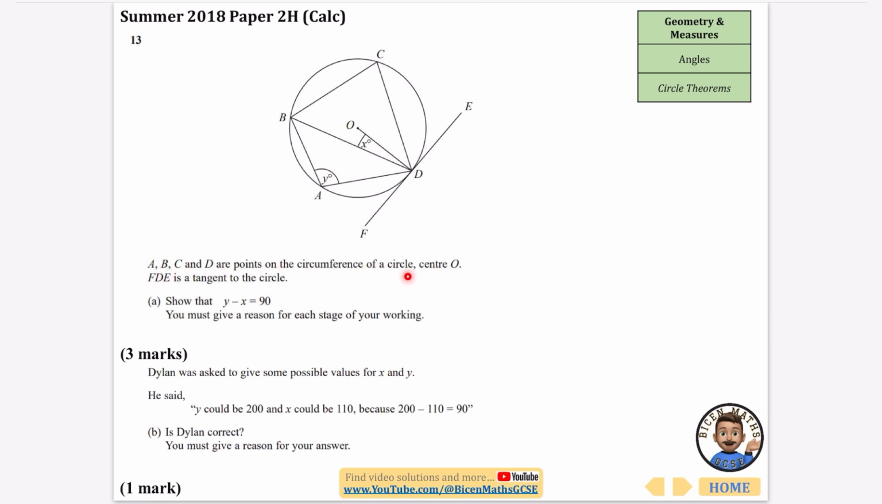It says ABCD are points on the circumference of a circle. Great, we can see that. And FDE is a tangent to the circle. Show that y minus x equals 90, and you must give a reason for each stage of your working.